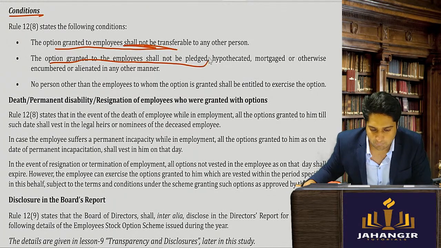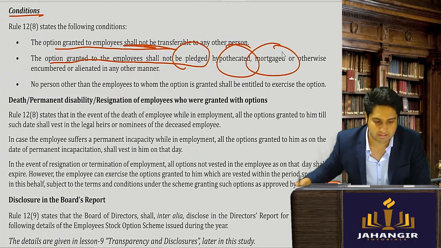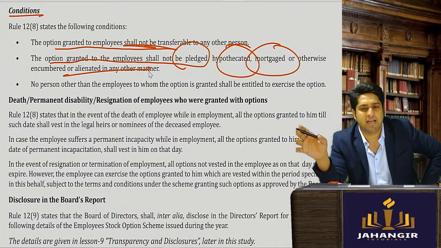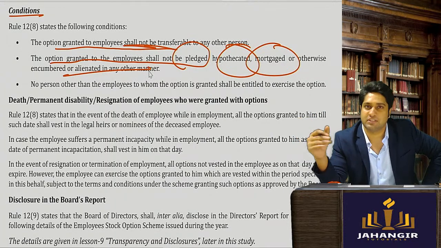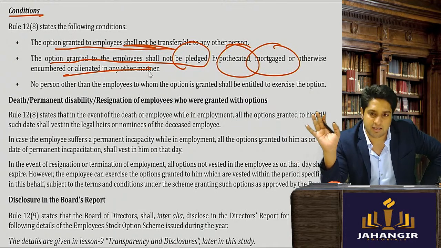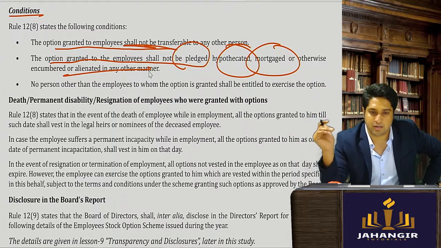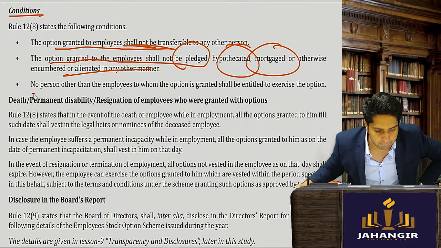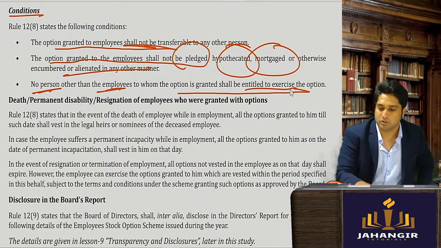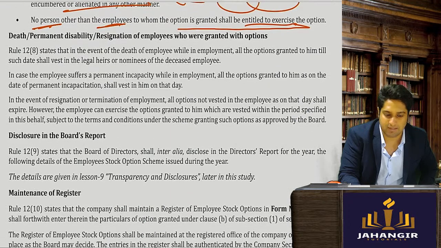Option granted shall not be pledged, hypothecated, or mortgaged by the employee. Very, very simple. He cannot pledge, he cannot keep it as security and take a loan, because shares have not yet come in his name. He has to complete the lock-in. No person other than the employee shall be entitled to exercise the option. So only the employee can come and claim it.